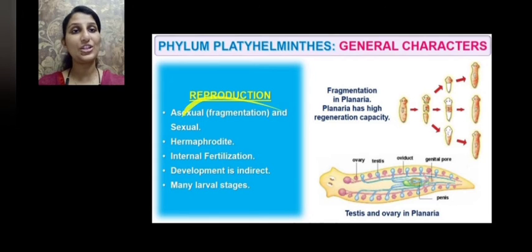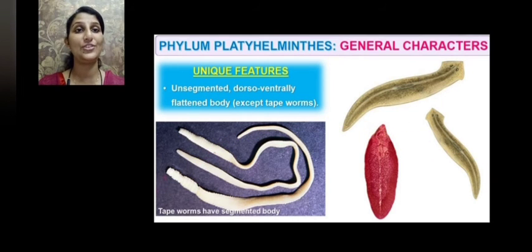So asexual reproduction is by fragmentation, and in addition to fragmentation, sexual reproduction also takes place. And they are hermaphrodite. What do you mean by hermaphrodite? Both male and female sex organs are present on the same body, and fertilization is internal. That means it takes place inside the body, and development is indirect. That means they have a larval stage in their life cycle, and there are many larval stages, not a single larval stage.